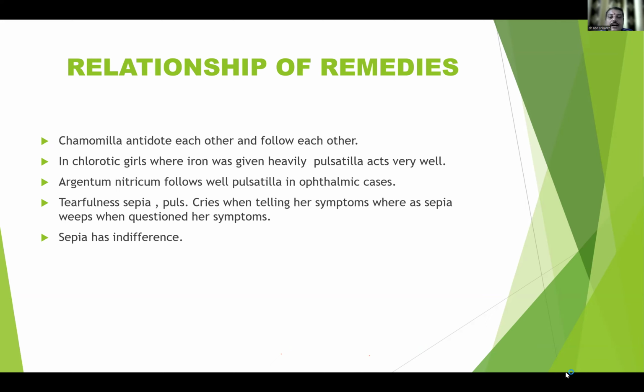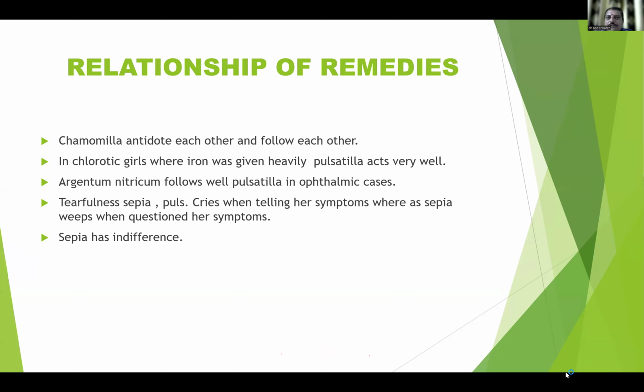In chlorotic girls, iron was given heavily, and that is where Pulsatilla acts. Your hemoglobin is low, take iron tablets and keep on giving, and the moment they become constipated, black stools come into the picture, there is no appetite, there is intense heat, and they always want cold open air, then Pulsatilla will come into your picture.